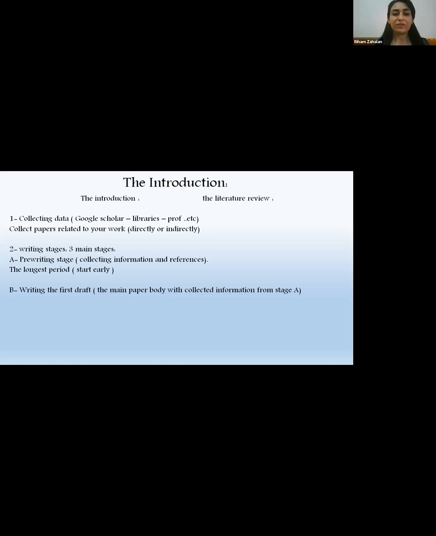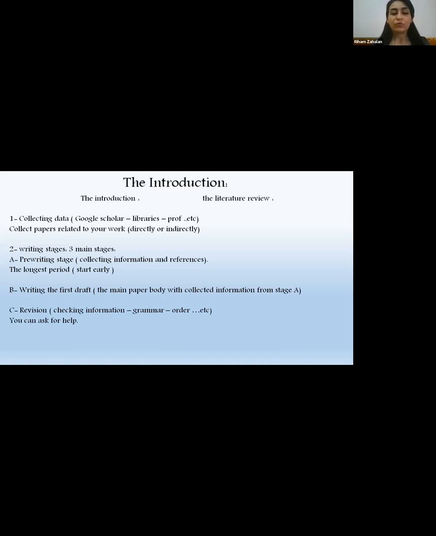The next stage, please, Dr. Akrash. It is the writing of the first draft. Why do I call it the first draft? Because I will write the main paper body. But in this version, I may have some grammar mistakes, some repeated information, some things out of order. No problem. I just write the first draft of my paper.